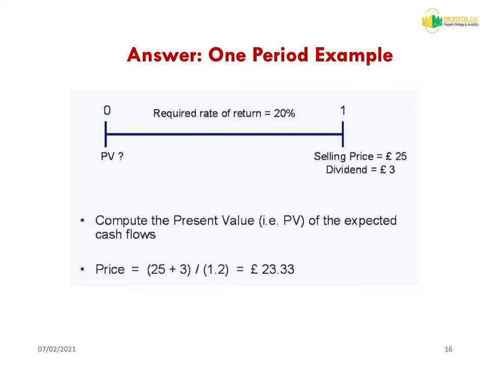So you will realize that both the dividend of £3 and the selling price of £25 will be received in a year's time, which totals £28. So by discounting this value to today, which is year 0, we will realize that the present value is £23.33. This is the maximum price you should pay for a stock of this company.